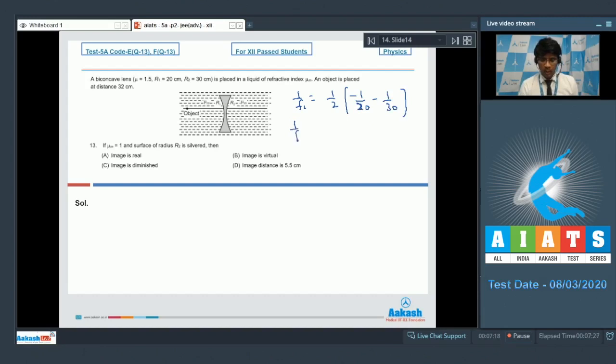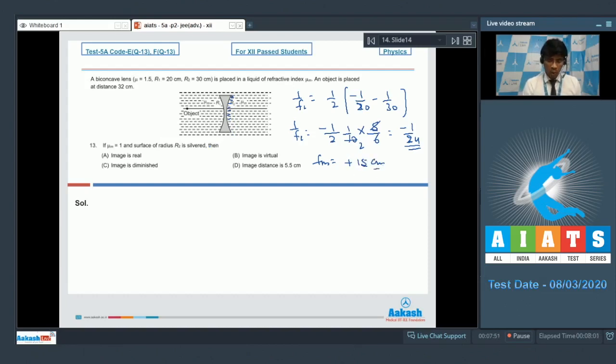Okay. Or 1 by FL, it is minus of 1 by 2, 1 by 10 into 5 here and 6. So it is minus 1 by 24. So focal length here is how much? Minus 24 centimeter. And the focal length of mirror, it will be positive because this surface is being silvered. So this is now a convex mirror. So it will come out to be plus 15 centimeter.